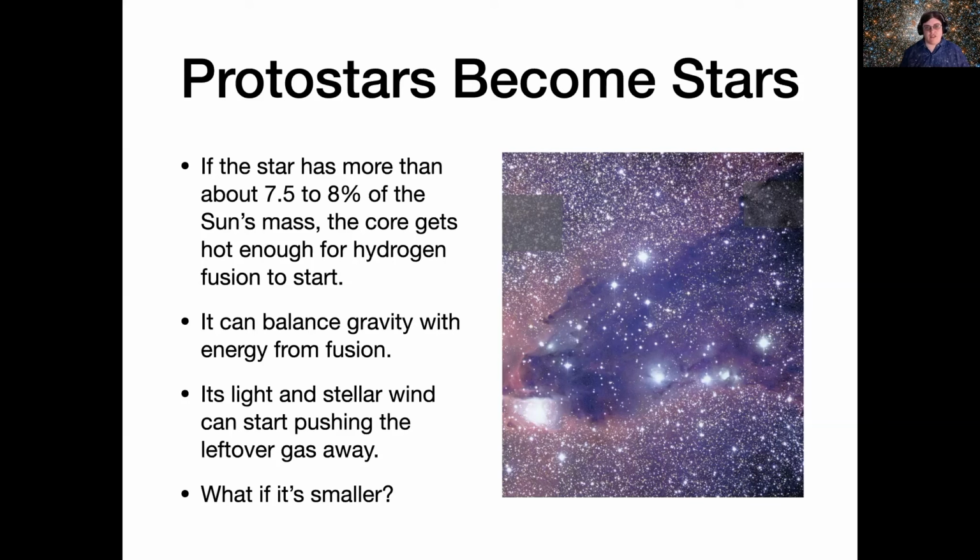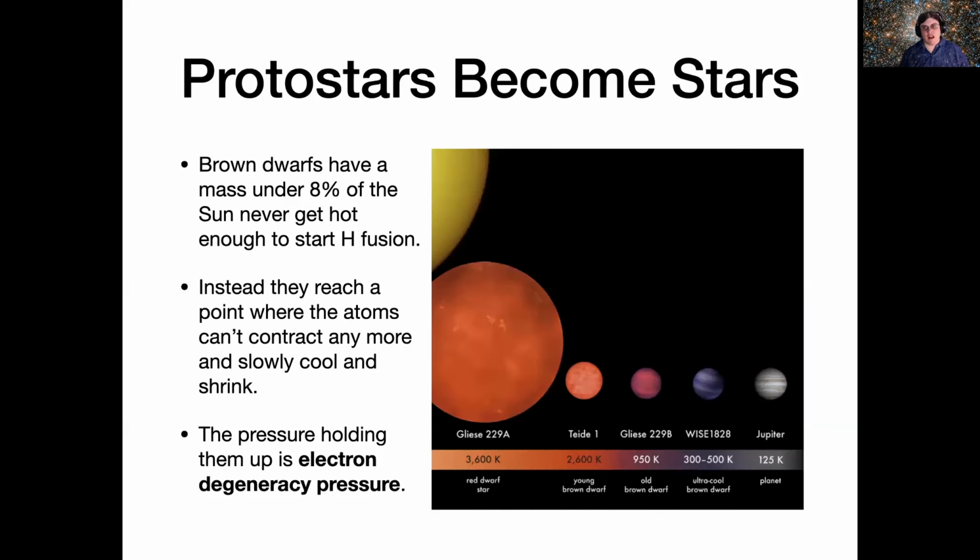So, all right, if the star is bigger than about 7.5 to 8% of the sun's mass, and that's a little variable depending on the star's composition, how much heavy stuff it has in it, you know, it settles on the main sequence and we have a main sequence star. What if it's smaller? Well, then we get those brown dwarfs. Those brown dwarfs are formed just like stars, except they don't have enough mass to start hydrogen fusion. So what happens is, a star contracts until it starts hydrogen fusion, and then it kind of settles into an equilibrium on the main sequence.